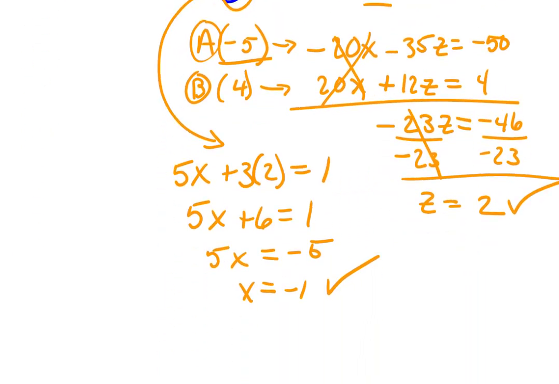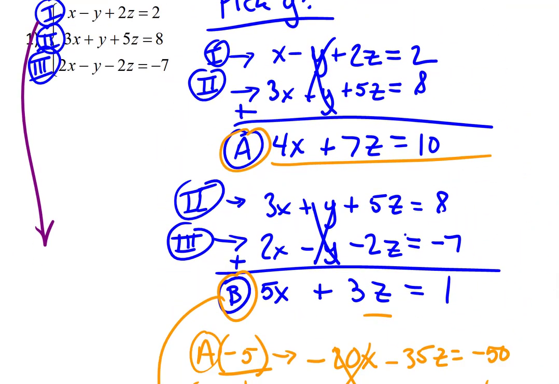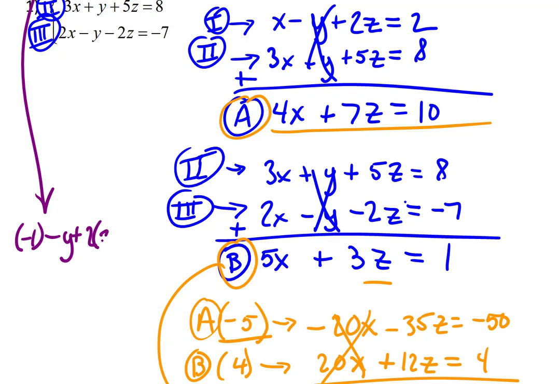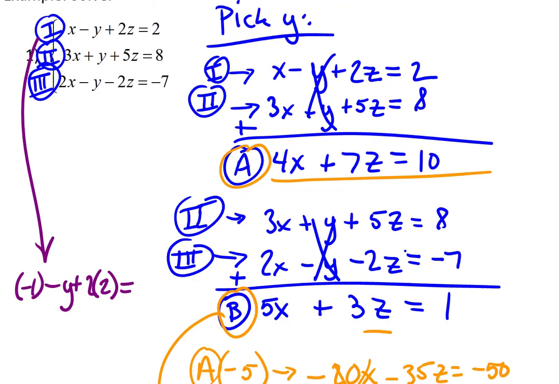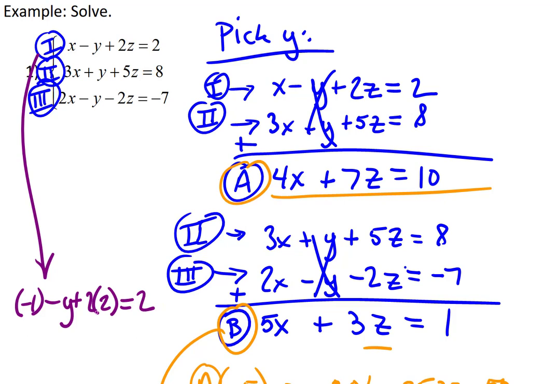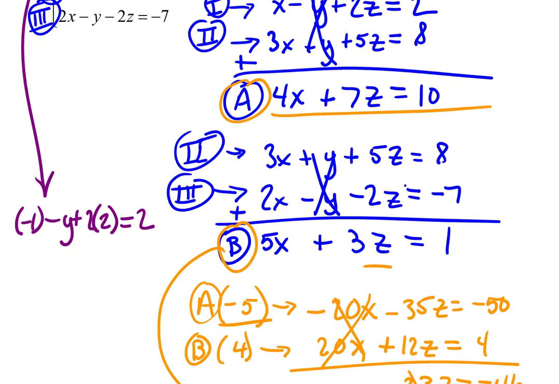We found already that x is -1, so in place of that x value, I'll put -1, okay, minus y, we don't know y yet, but then plus 2z, but we found that z was 2, so I'll plug in 2 for z, and that's all equal to 2. Now we can solve for y. This just means -1 minus y plus 4 equals 2, which means -y plus 3 equals 2, which means y equals 1.